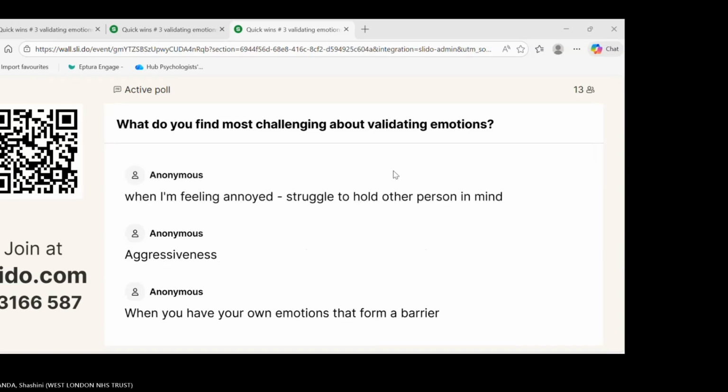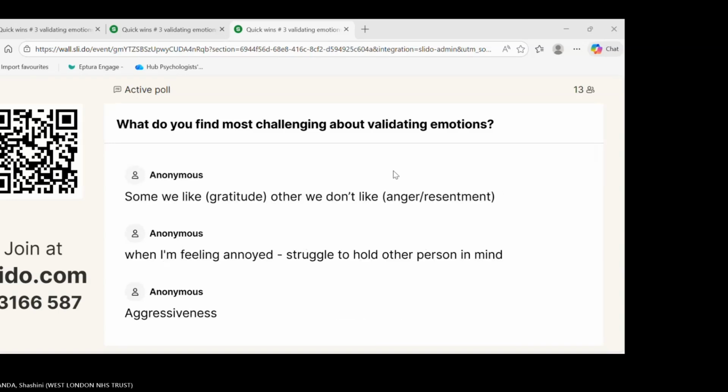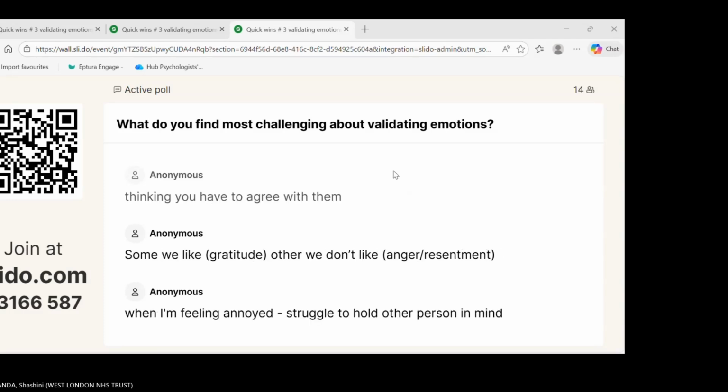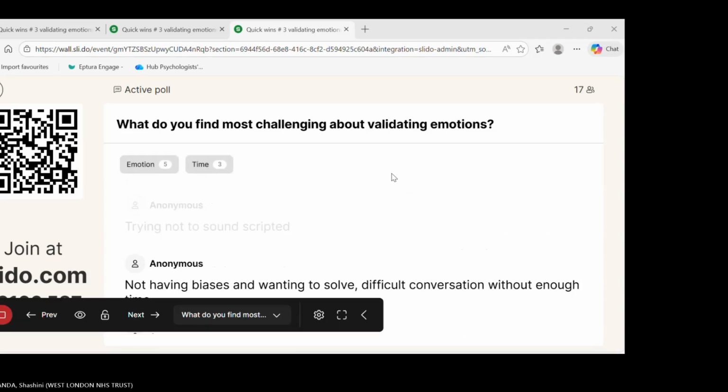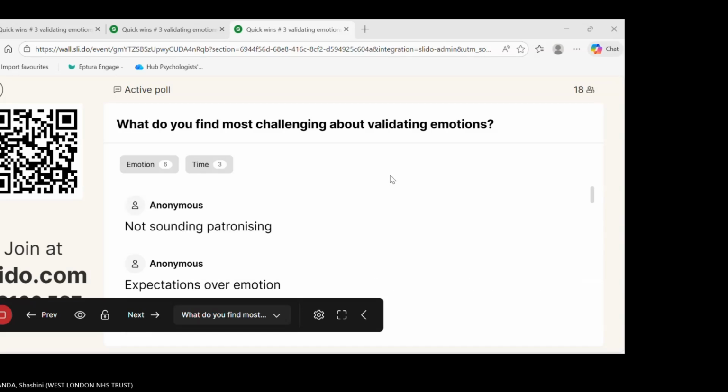Yep. Aggressiveness, yep, definitely. Some we like, gratitude, others we don't like, anger or resentment. Yeah, there's so much that could be happening that could make it so challenging for us to just validate an emotion. Trying not to sound scripted. Oh gosh, yes. Not sounding patronizing. Yeah, I think that's definitely a common theme.